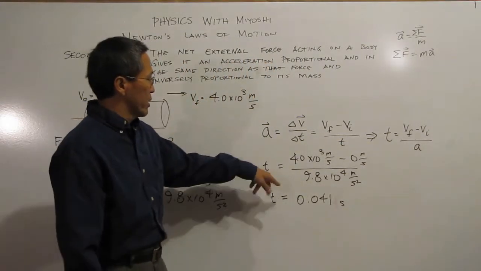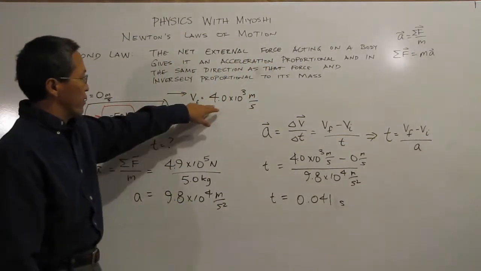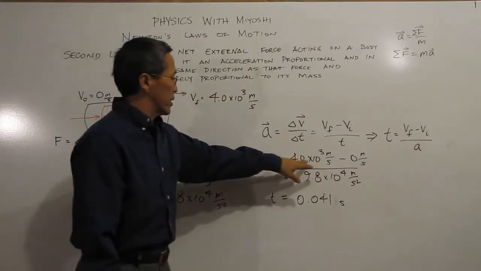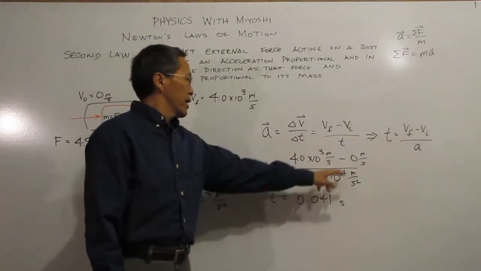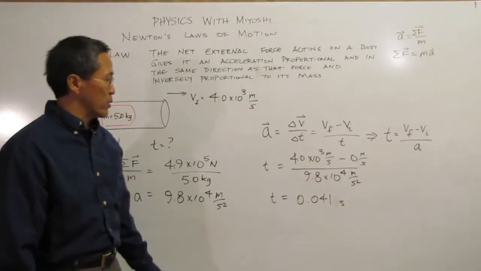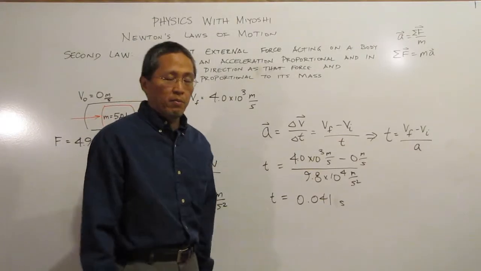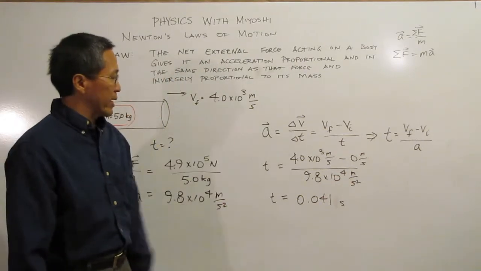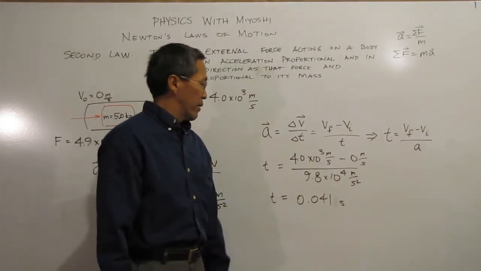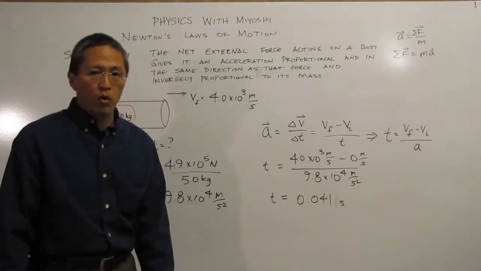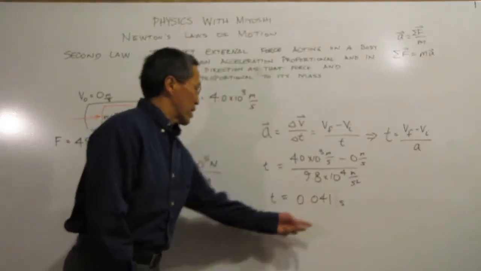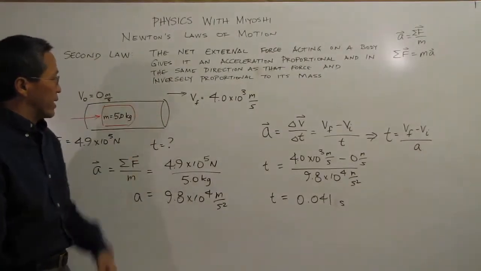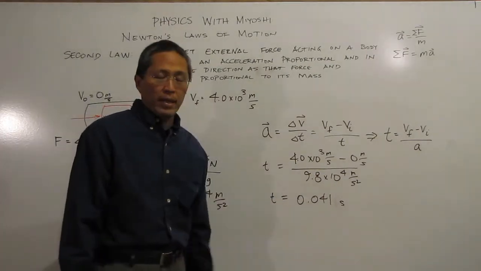Okay, when we do that, we plug in our numbers that we got. We have our 4.0 times 10 to the 3rd meter per second, and an initial velocity of 0, and then we're going to divide that by our 9.8 times 10 to the 4th meter per second squared, and when we do those calculations, we get 0.041 seconds. And that's smoking. It gets up to that speed in a very, very short amount of time.